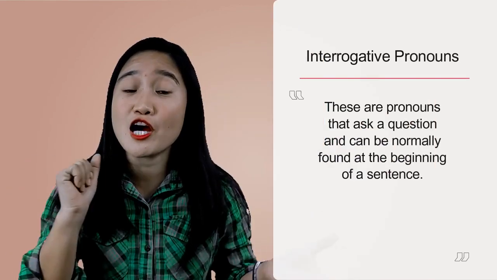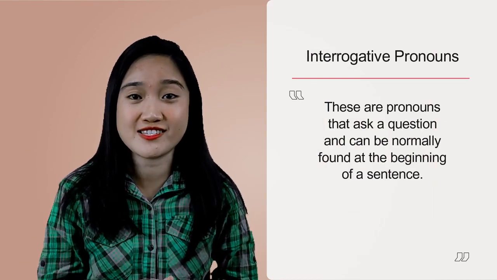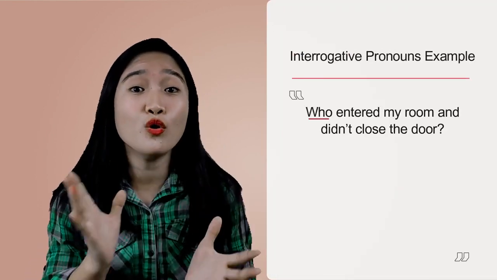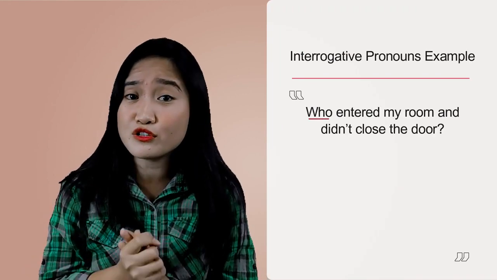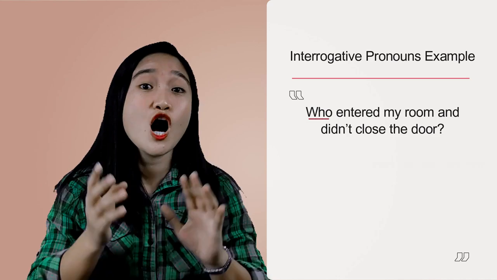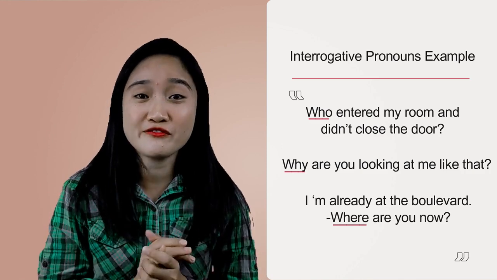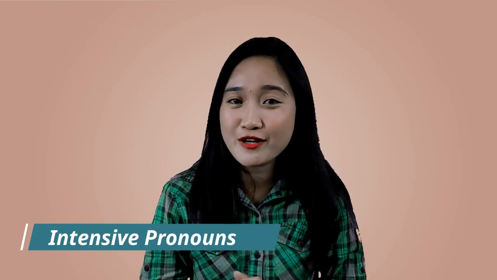Now, let's proceed to interrogative pronouns. Who, what, where, and when are the interrogative pronouns. These are pronouns that ask questions and can normally be found at the beginning of the sentence. For example, who entered my room and didn't close the door? Another example, why are you looking at me like that? And last, I'm already at the boulevard. Where are you now?